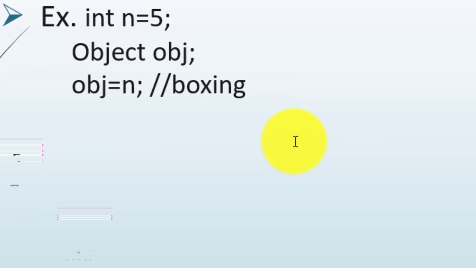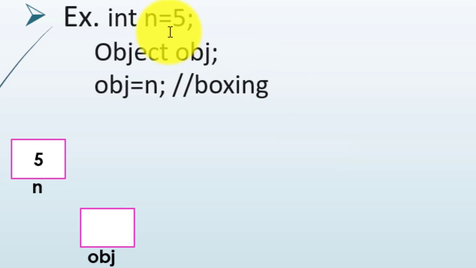Let's see how the process is done. Here I write int n equals 5. This memory is allocated in the stack section. Next is obj of type object. This will also be allocated in the stack section. By default, this object does not refer to any memory or any object or any box.